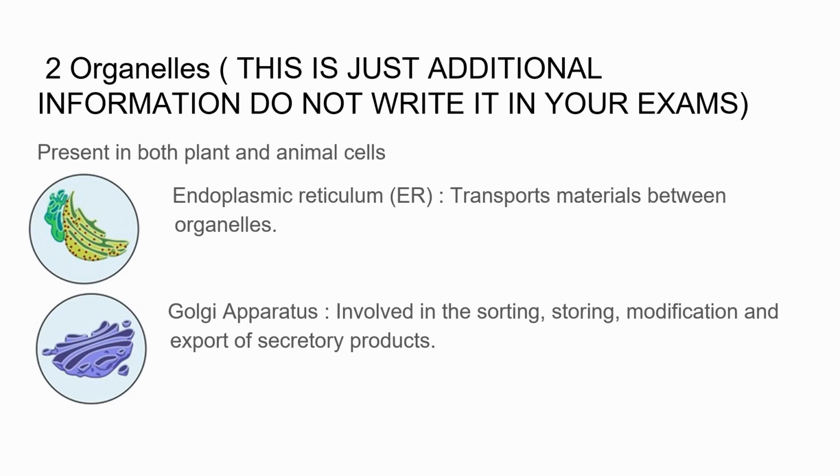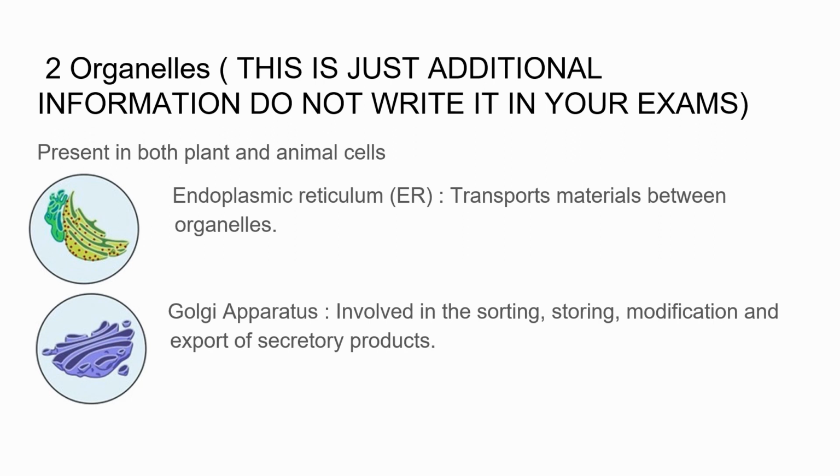So here are the two organelles which I would cover today, the endoplasmic reticulum and the Golgi apparatus. The endoplasmic reticulum can be either smooth or rough. Rough would be studded with ribosomes. So what does the ER do? It's generally transporting materials between organelles. The smooth ER transports lipids and the rough ER transports proteins. You can look into it yourself if you want to.